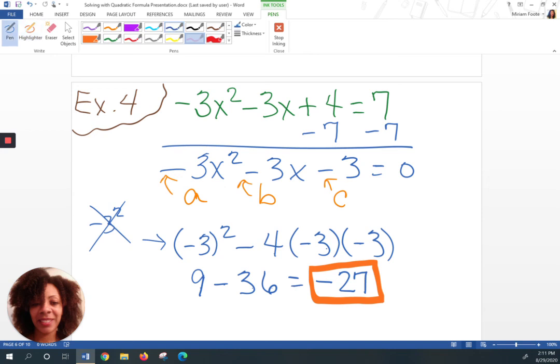Then I would say I have 2 imaginary solutions, or non-real. So it depends on the wording in your test. It may say non-real, it may say complex. Just know it all means imaginary.